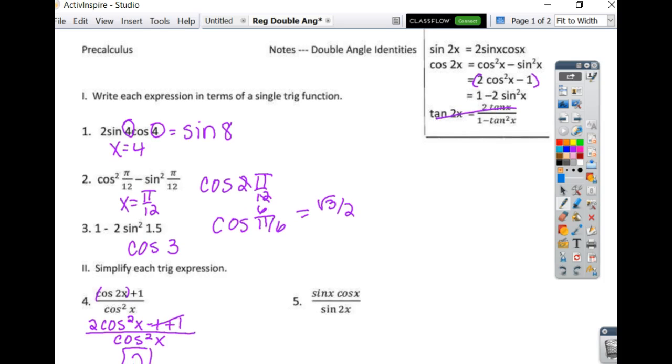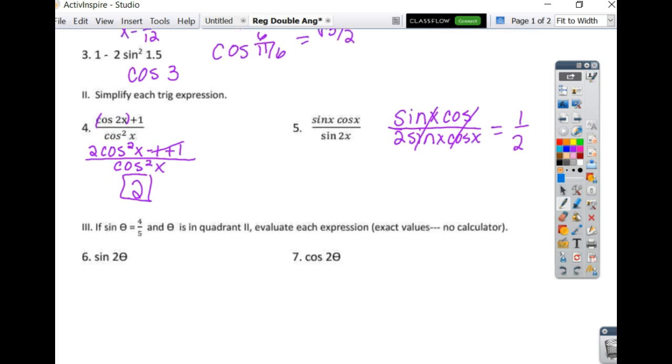All right. So this time, I have the sine of 2x. I only have one option to use for the sine of 2x: 2 sine of x cosine of x. So I have sine of x cosine of x over 2 sine of x cosine of x. What cancels? Sines, cosines, and I have a half.